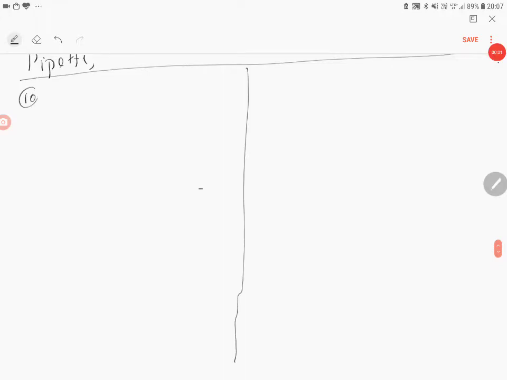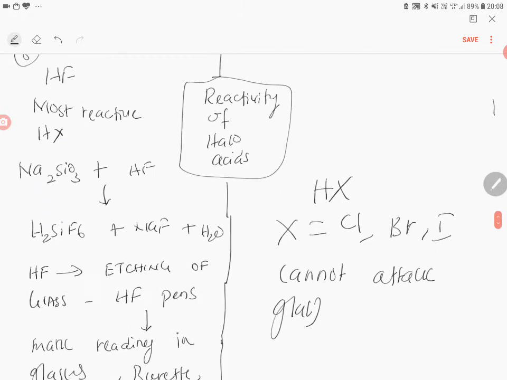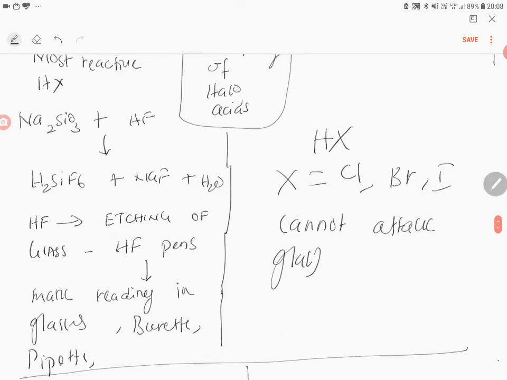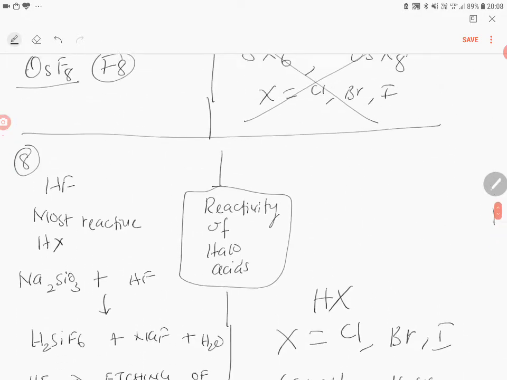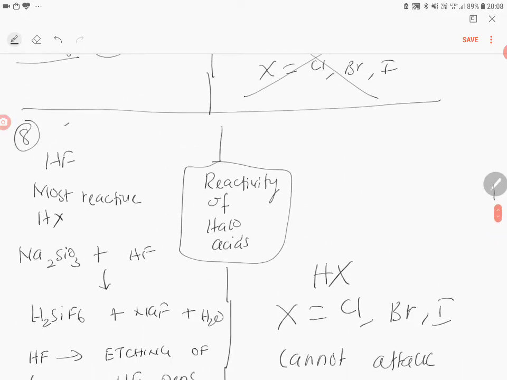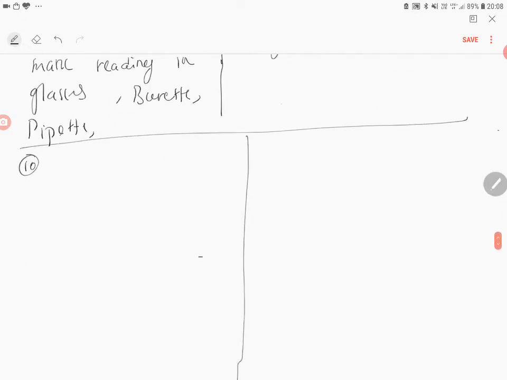Next point of difference regarding the anomalous behavior of fluorine is that, due to point number 8, because of the exclusive reaction of HF, fluorine compounds are called superhalogens, whereas the other halogens are not called superhalogens.